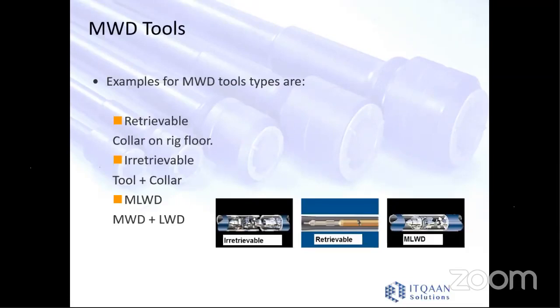For MWD tools, we have two types of MWD. We have retrievable, which we prepare on the rig floor, sometimes called collar mounted. We clamp the collar on the rig floor and put the MWD inside. So this is the first one, retrievable. Then we have irretrievable, where the collar and the tool are integrated together. And the last one is a tool that can provide measurement while drilling and logging while drilling in just one collar, so we have two tools. These are the three main types: retrievable, irretrievable, and MLWD.